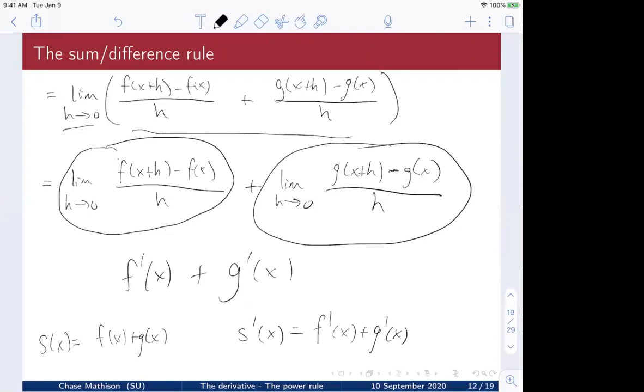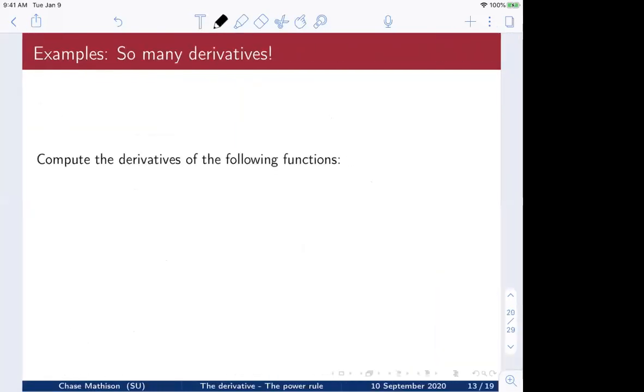Don't let this convince you that when you take the derivative of a product, it's just going to be the product of derivatives. We're going to see that that's very wrong. We have to use what's called the product rule, which we'll learn about either tomorrow or next week. Okay, so let's look at some examples. Compute the derivatives of the following functions.